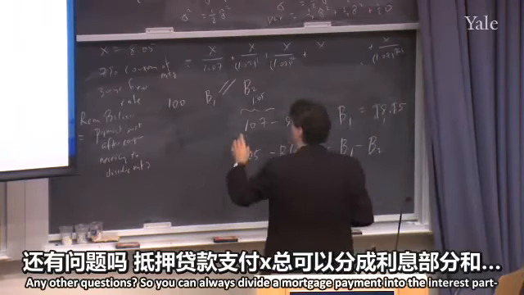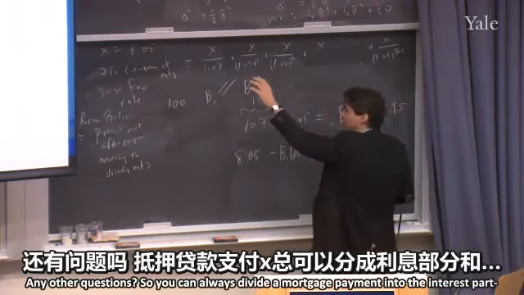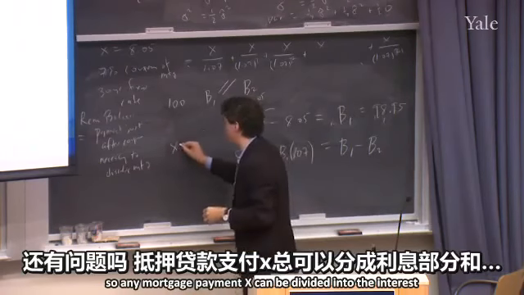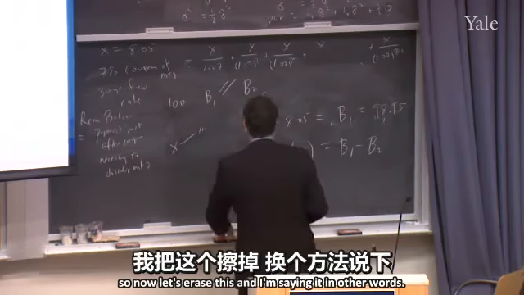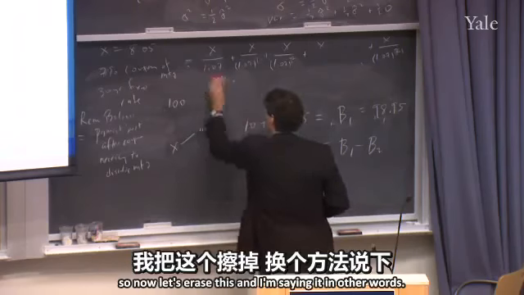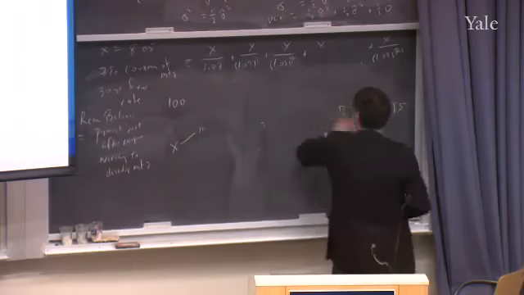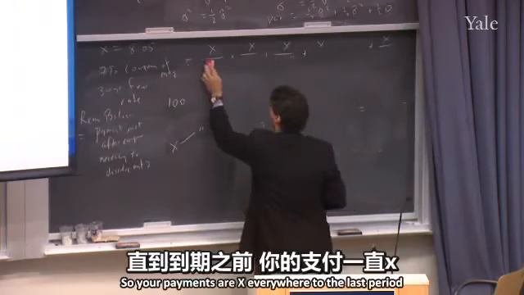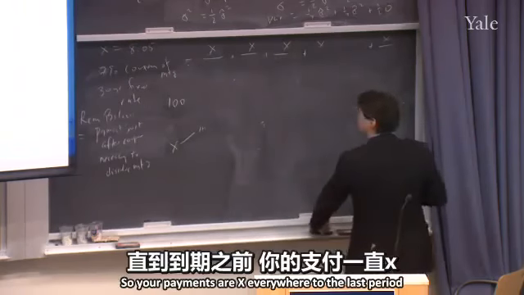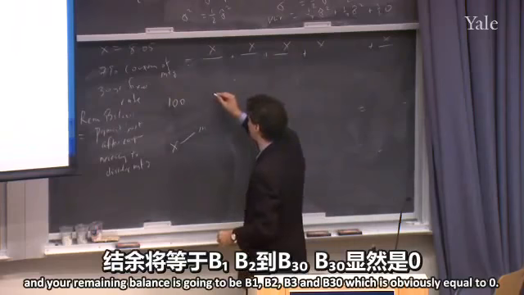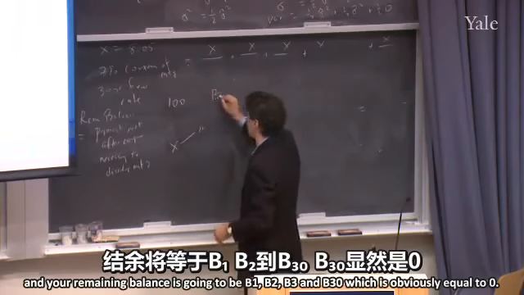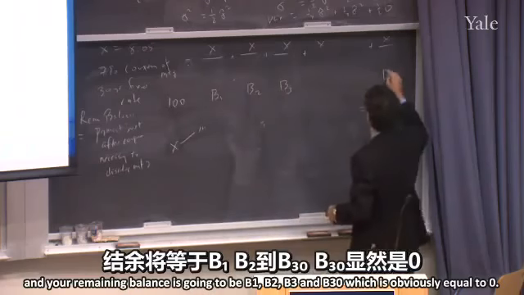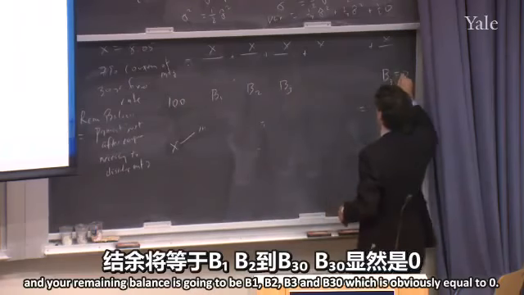Okay, so you can always divide a mortgage payment into the interest part. So any mortgage payment, X, can be divided into the interest. So now let's erase this, and I'm saying it in other words. Okay, so your payments are X everywhere up to the last period, and your remaining balance is going to be B1, B2, B3, and B30, which is obviously equal to 0.